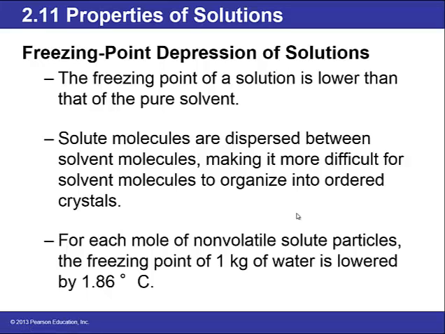So the freezing point of the solution is going to be lower than that of the pure solvent. This is because our solute molecules are dispersed between the solvent molecules, and this makes it more difficult for the solvent molecules to organize into their ordered crystal lattice to form the solid form. For each mole of non-volatile solute particles, the freezing point of 1 kilogram of water is lowered by 1.86 degrees Celsius.